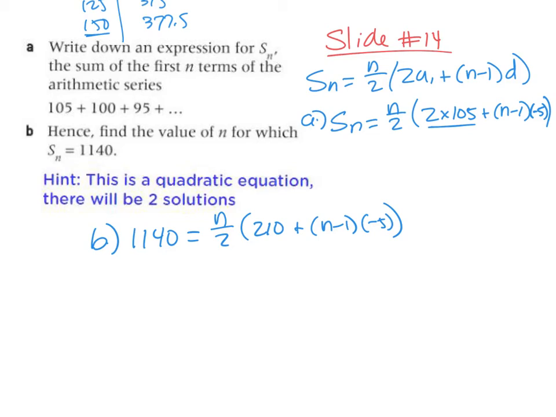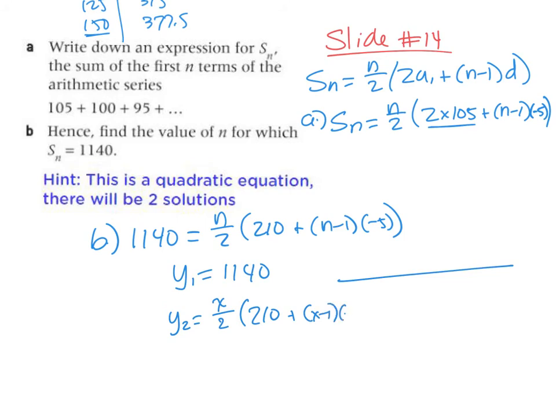What I would do is I would just solve a system of 2 equations. I would let one of my equations be y sub 1 equals 1,140. That's going to be a horizontal line. And then my second equation, I'm going to write it in terms of x because that's usually how calculators want the variable, but I think on Desmos you could probably still use n. But anyway, I'm going to use x plus x minus 1 times negative 5. Now, that is going to be a parabola, and because of this negative 5, it's going to be a parabola that's upside down. So you need to find both points of intersection, okay?